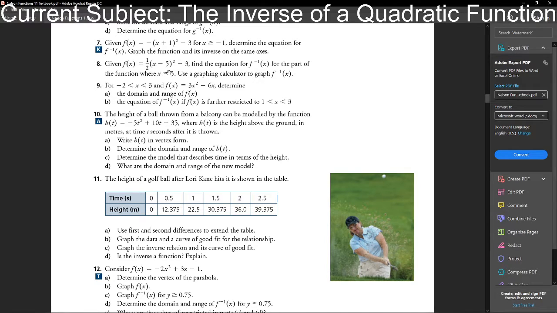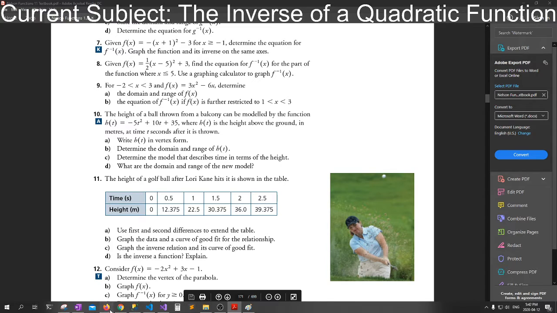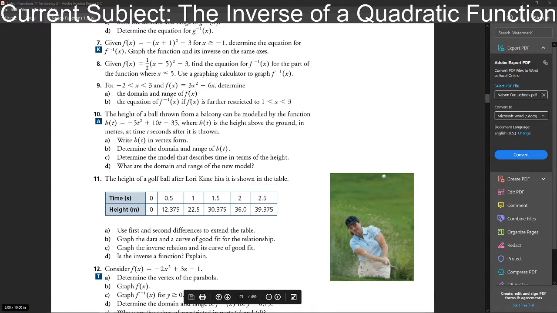Good stuff, eh? Jeez, 3 people watching. That's intense. 3 full people.